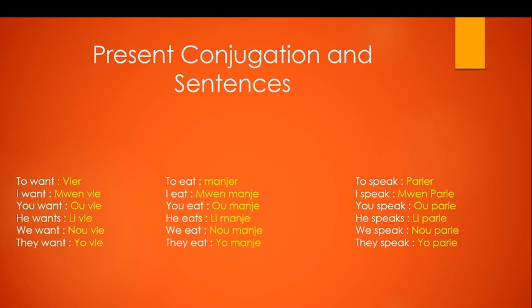Let's look at the word to eat, which is manger. I eat, moi manger. You eat, ou manger. He eats, she eats, or it eats, li manger. We eat, nous manger. They eat, yo manger. What about to speak, which is parler? I speak, moi parler. You speak, ou parler. He speaks, li parler. We speak, nous parler. They speak, yo parler.